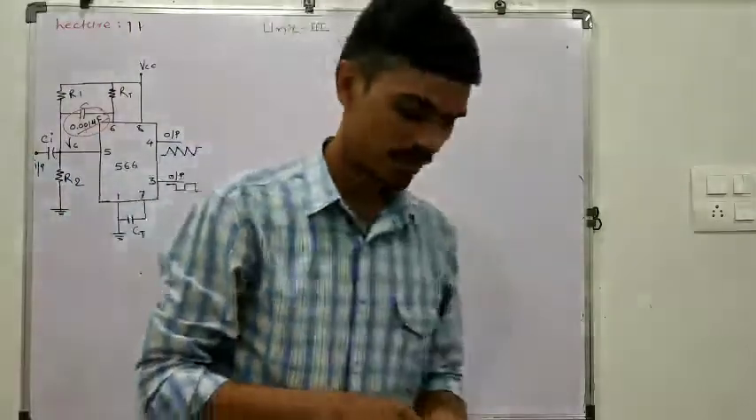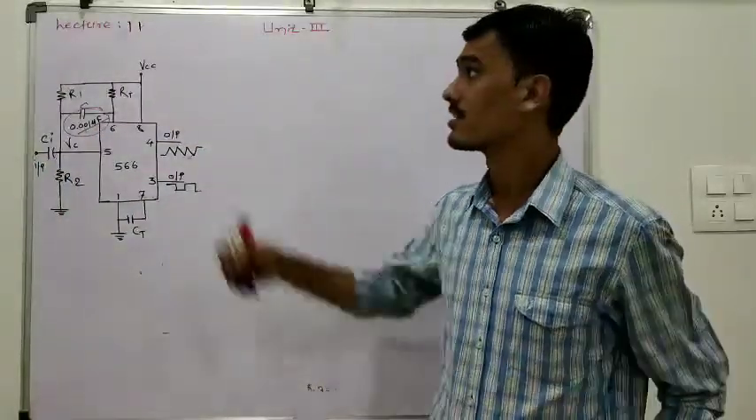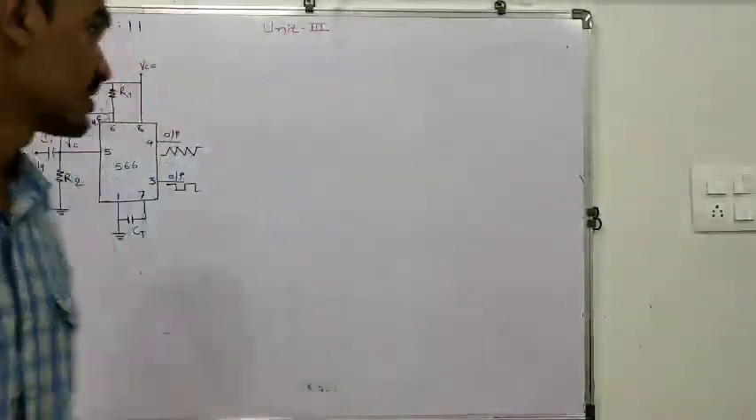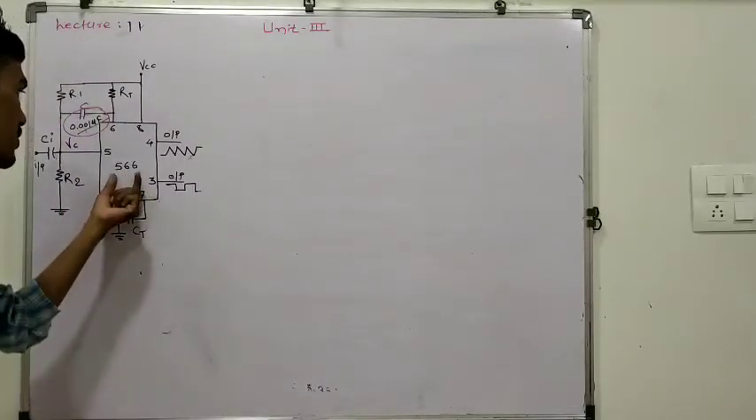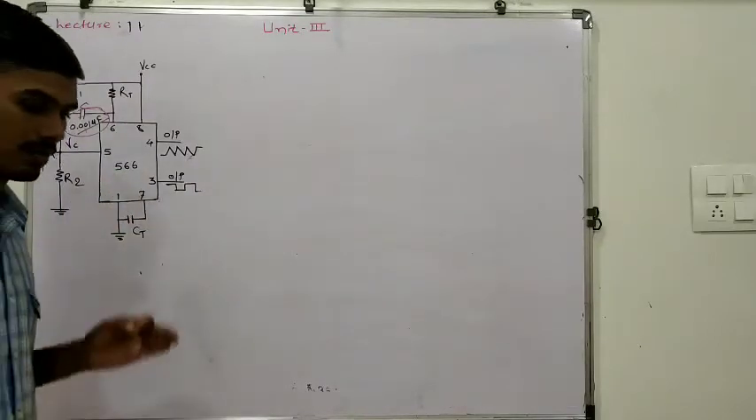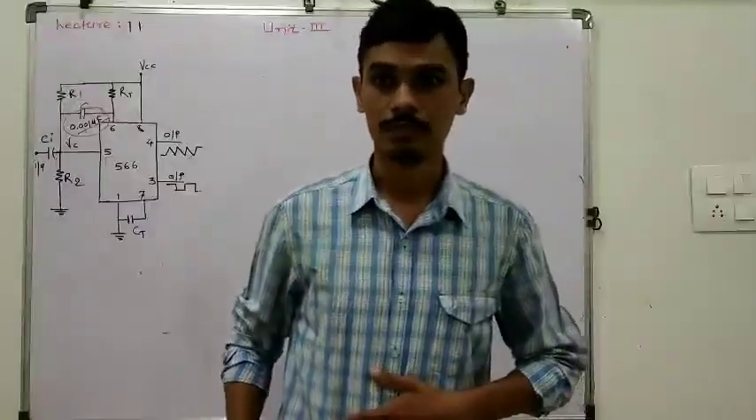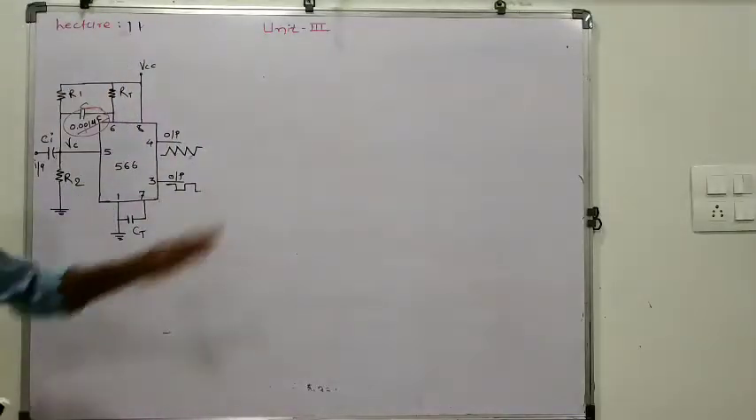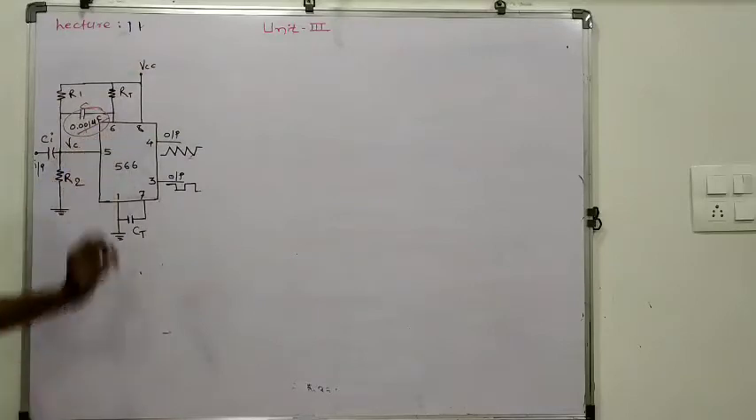So this is most probably the last lecture of unit number 3, that is lecture number 11. In the last lecture, we discussed briefly the IC 566, that is the VCO IC 566, and we solved one problem related to the VCO IC. Now, in this lecture, we are going to solve another problem based on the IC 566.